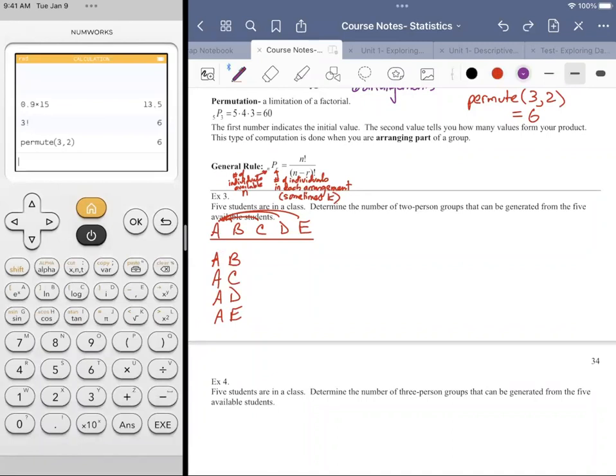All right. So I'll move on to B and C, B and D, B and E. Then I'll start with C, C and D, C and E. And then the only other possible grouping that you could have would be D with E. Every other possible grouping would be a repeat of something that we already have here.